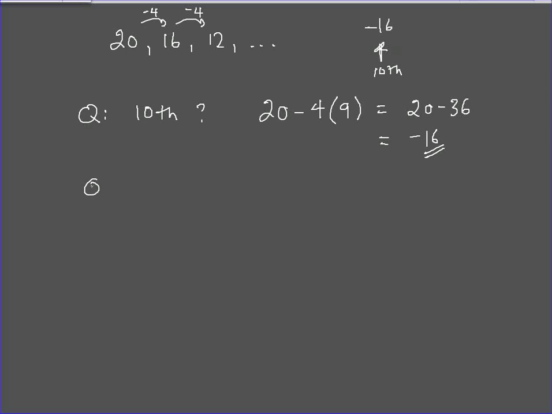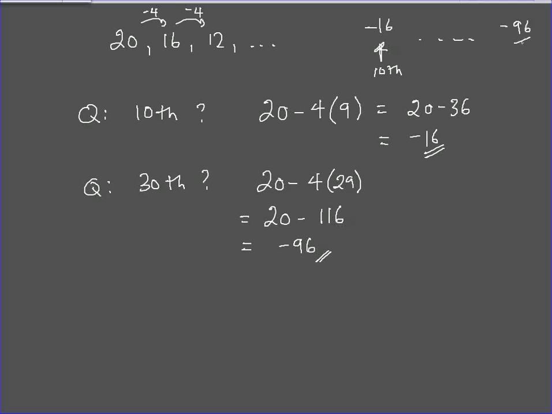What about the 30th? Start at 20, subtract 4. Well, it's not 30 times, but we subtract 4 twenty-nine times because we don't take it off the first. And I should have learned, but I've put in a horrible number again. Let's see if we can sort this one out. 4 times 29, what's that, 116, I believe. And so, there we go. Minus 96 is the 30th term. Great.